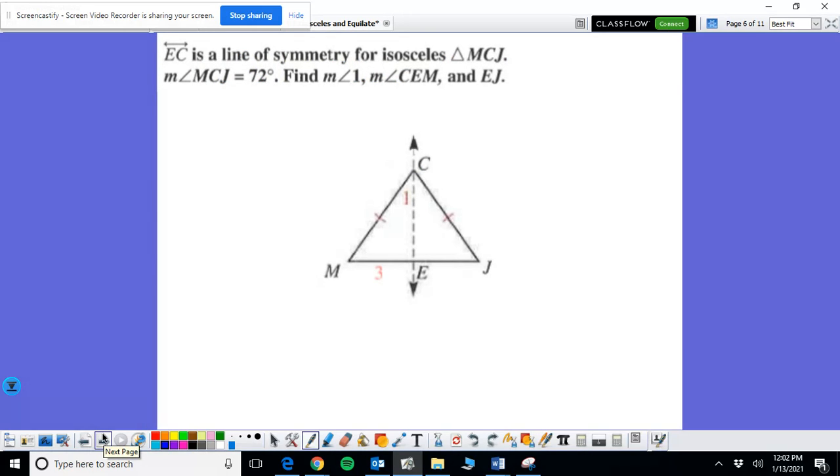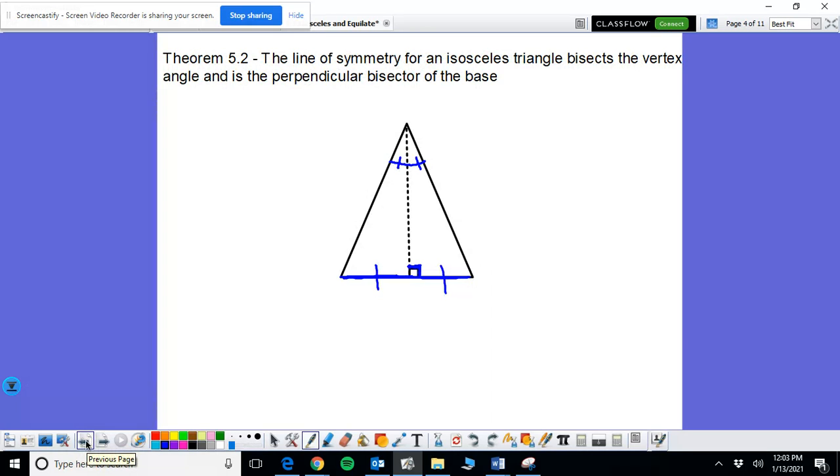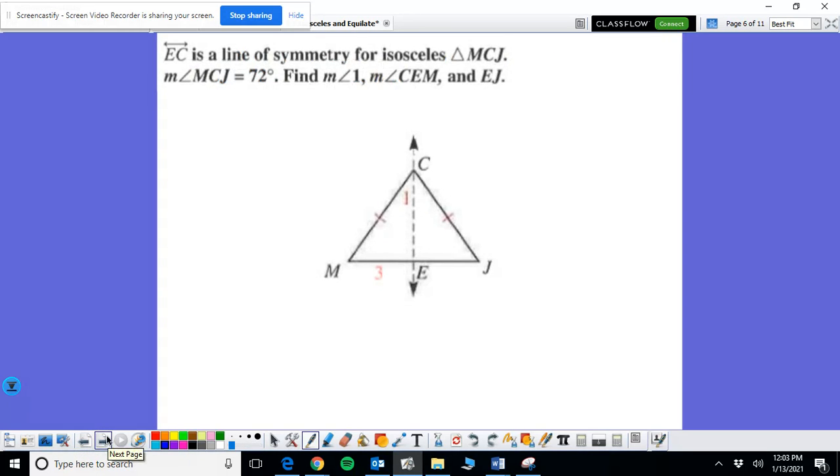We learned some rules, a lot of new terminology, but let's slow down here and get a good set of notes. It says that EC is a line of symmetry for an isosceles triangle. Now, that's something we just talked about with that last two theorems ago. It was this theorem right here. So some things are going to happen. It's going to cut this triangle perfectly in half.